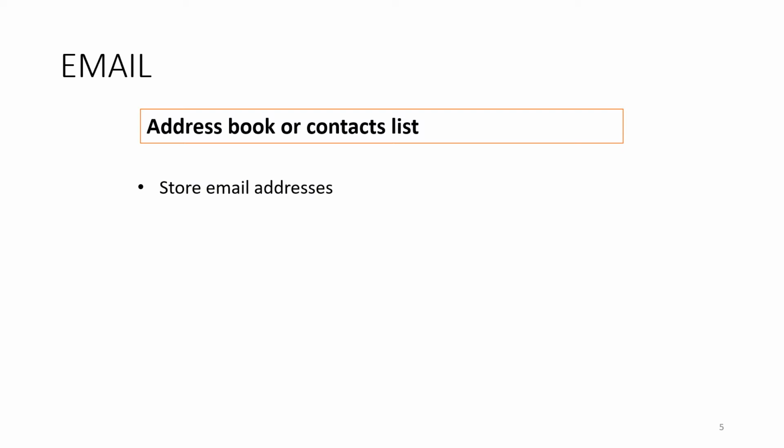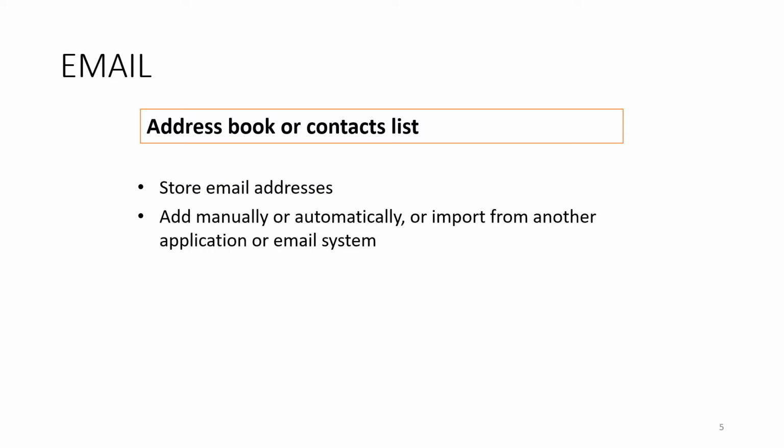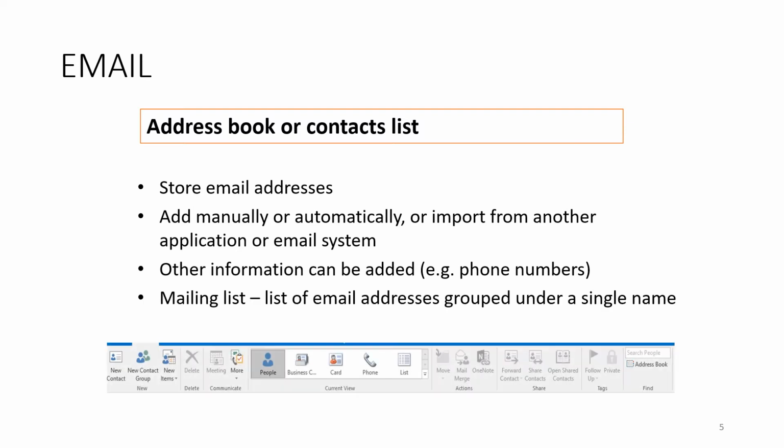So you would have an address book, and your email addresses get stored. Usually you would add them manually, or they may get added automatically. Every time you write an email to somebody, the new email address automatically gets stored in your contact list. Or you could import all your contacts from another application or an email system. And you can also sometimes add other details like phone numbers.